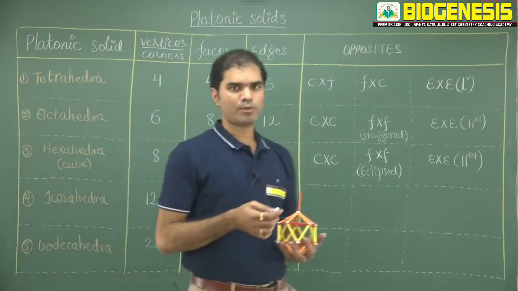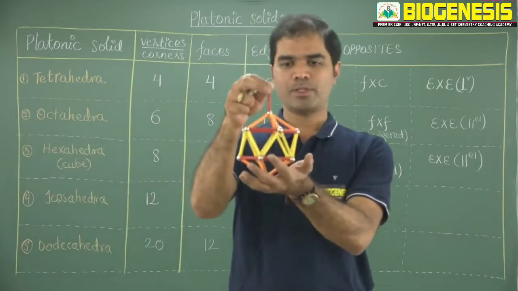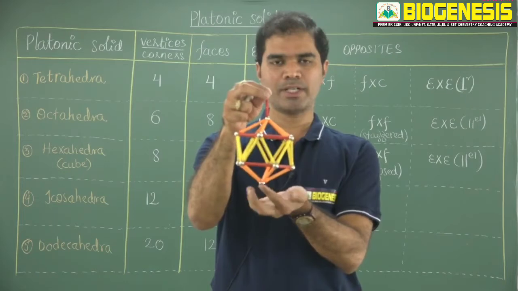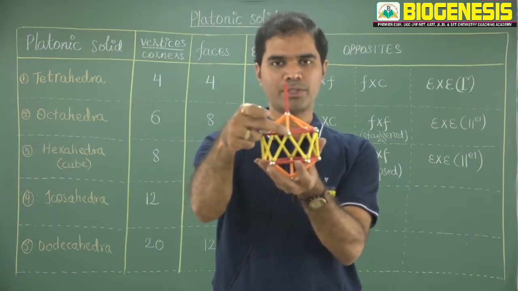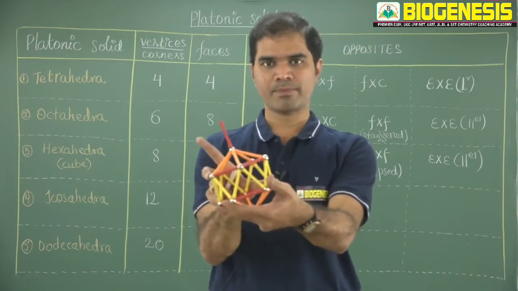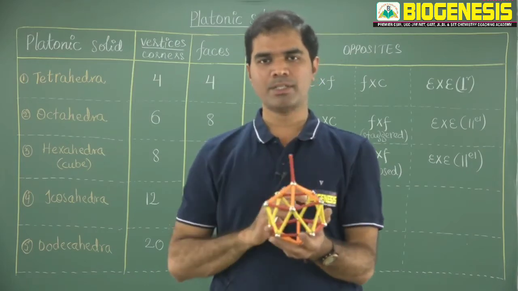Let's come to the opposites of an icosahedra. If I am choosing a vertex, exactly opposite is another vertex. So for a vertex, opposite is a vertex. If I choose this vertex, opposite is another vertex. You can check. For any vertex, opposite is a vertex.